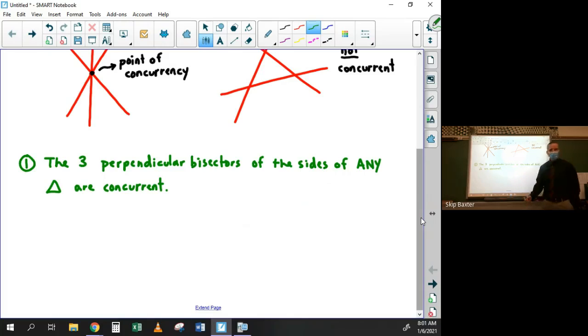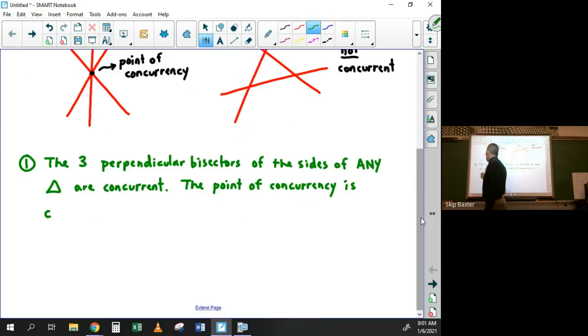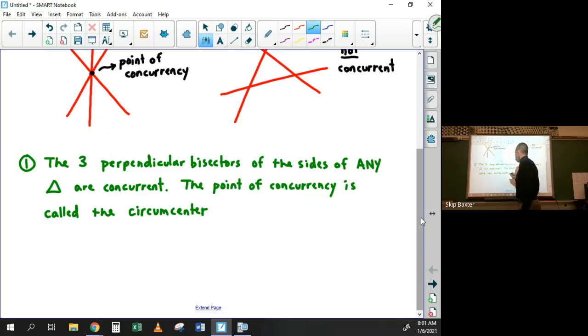And the point of concurrency has a special name. The point of concurrency is called the circumcenter. I'll say that too fast, it'll come out like circumcision or something like that. That's something different. So the circumcenter is the point of concurrency of the three perpendicular bisectors of a triangle.